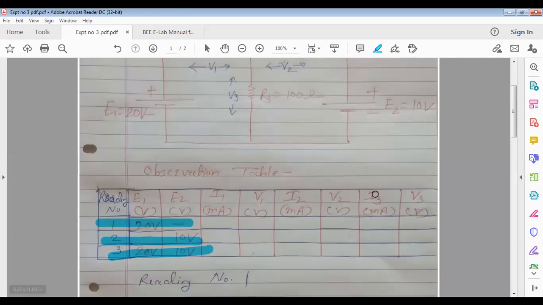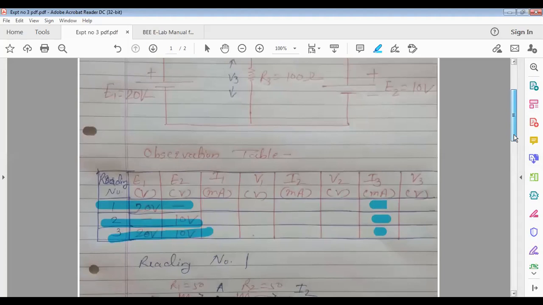First two readings. See, I3 with what superposition theorem states? Consider a single source at a time. So with only 20 volt, what is I3 in the first reading? With only 10 volt, what is I3 in the second reading? And when both the sources are there, do you have the value of I3?